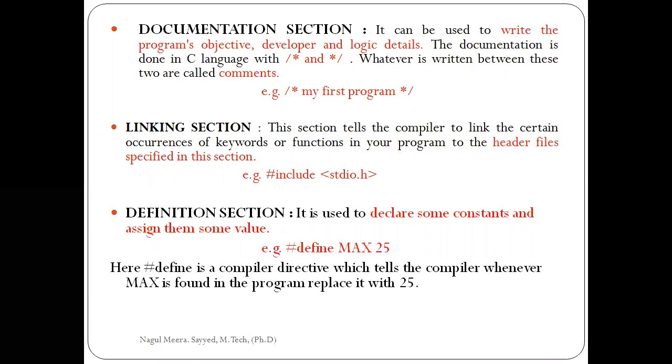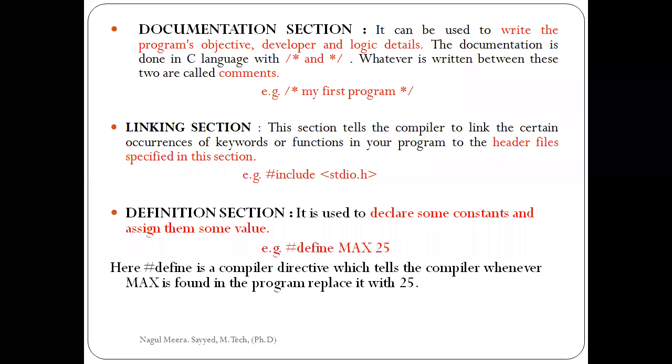Hash include means we are including the standard input output files in our program. This section is a must in every C program. It is compulsory. Without this header section, the linking section, we can't execute a C program. There are different types of header files, so let us discuss them later.